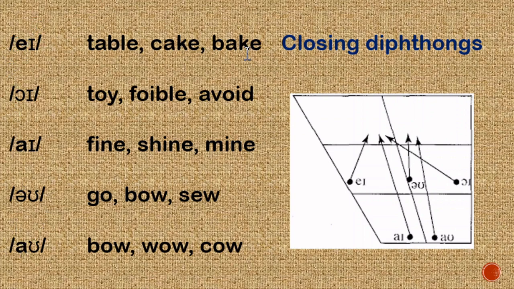Okay. So closing diphthongs: A as in table, cake, bake. Oi as in toy, foible, avoid. I as in fine, shine, mine. O as in go, bow, so. Ow as in bow, wow, cow.